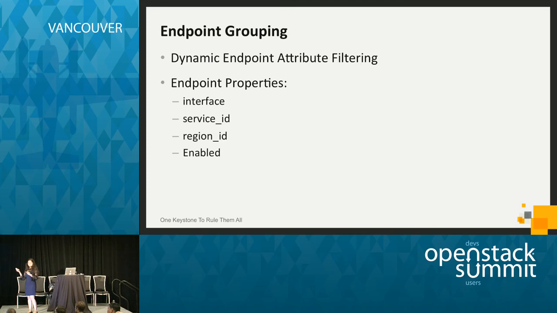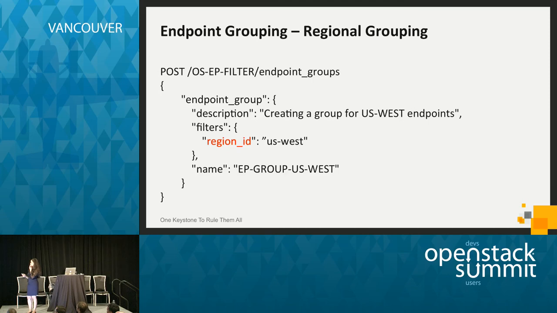Those endpoints can be grouped based on different attributes. The attributes are basically interface, whether it's a public, admin, or internal interface, service ID, region ID, and enabled or not. So here are a few examples. Now we have two regions in one data center. When a user requests a token, it adds all the endpoints from both the regions into the token, and it makes the token size double what it was before.